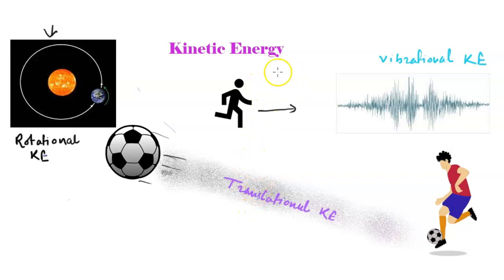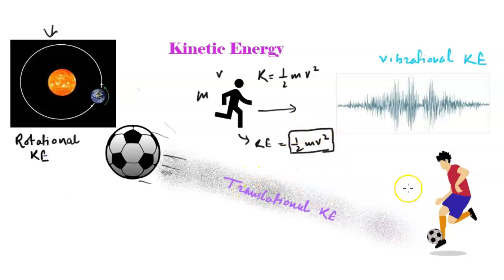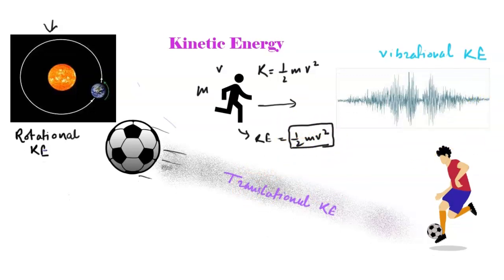The mathematical expression of the kinetic energy is half of the mass times the square of the velocity of the body. So if this man is moving with velocity v and the mass of this man is, suppose, m, the kinetic energy of this man will be half mv square. Now we have to find out where this half mv square comes from. We have to derive it by applying a proper concept.